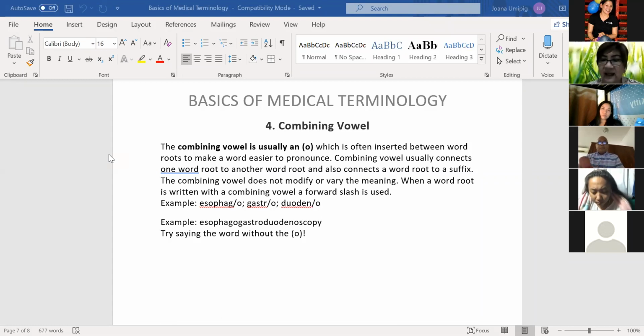Example, as I said before, esophag-. What is esophag-? Our esophagus, the passage of food, is called the esophagus. So the root word is esophag-. You combine it with the vowel O plus our suffix -scopy. So it will read as esophagoscopy, gastroscopy, duodenoscopy. When we put all of these together, it will read as esophagogastroduodenoscopy. Imagine that.